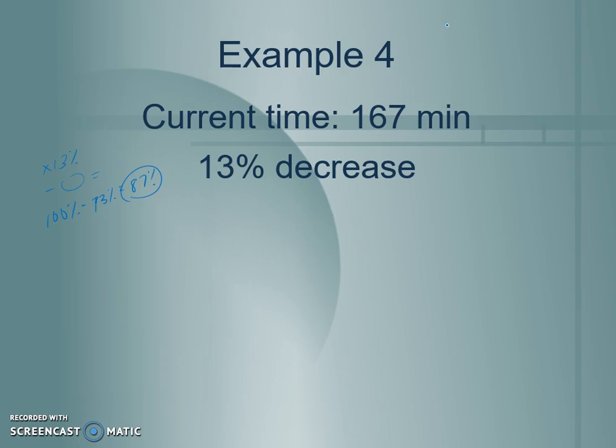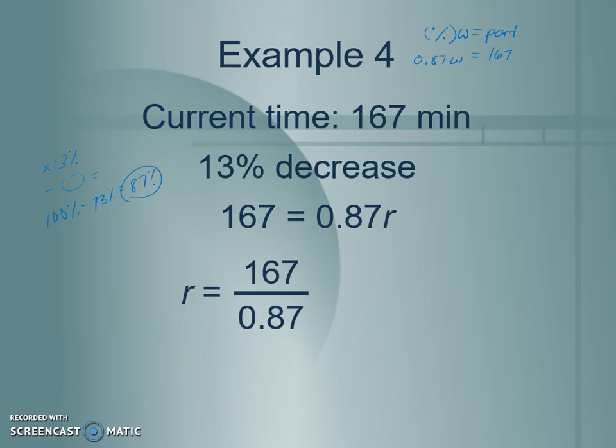Then we need to remember our percent equation from yesterday. So we said that percent times whole equals our part. And we know that our part is 167. That's our new decreased time. We have a percent of 87%. And we're saying, well, what was our time before we had this 13% decrease? So our equation looks like this. 167 equals 87%, or 0.87 times what number?